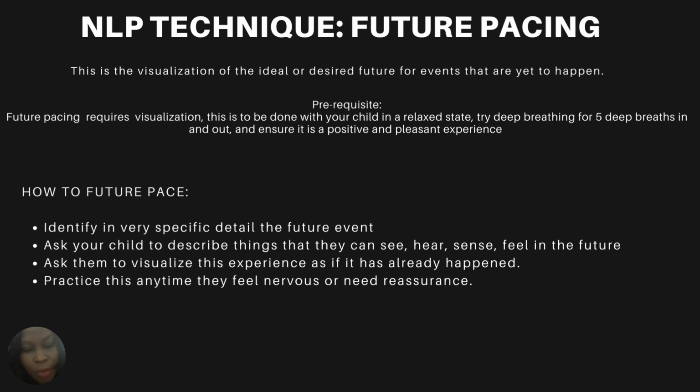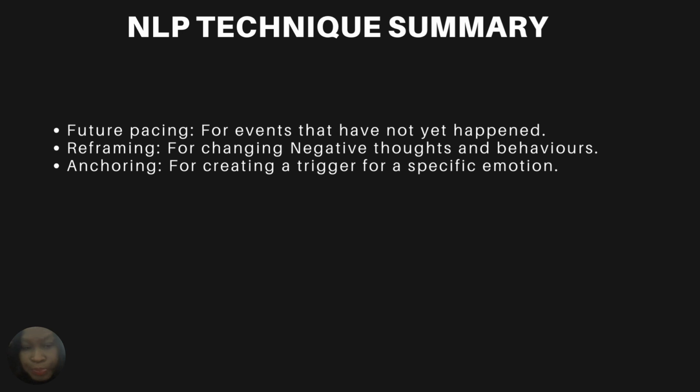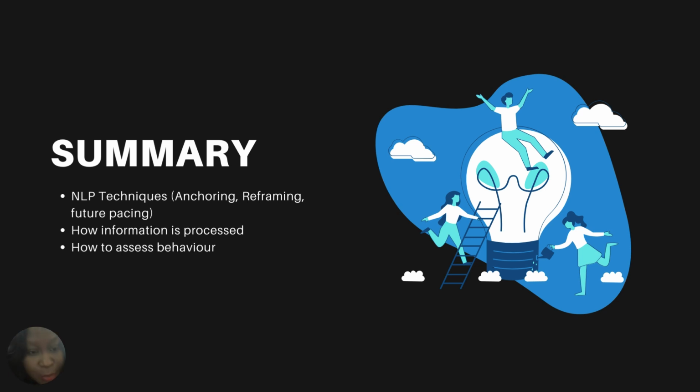Again, this is all about working with their emotions to boost confidence in them, to give them the tools they need to be able to work with their emotions. Okay? So, these are the techniques we've looked at: future pacing for events that have not yet happened, reframing for changing negative thoughts and behaviors, anchoring for creating a trigger for a specific emotion. And in summary, we have looked at the neuro linguistic programming techniques, how information is processed and how to assess behavior.